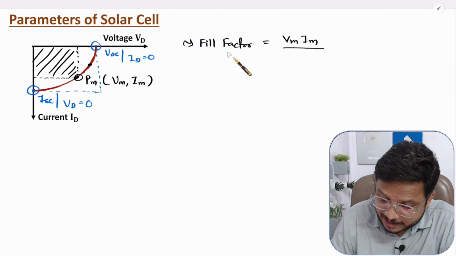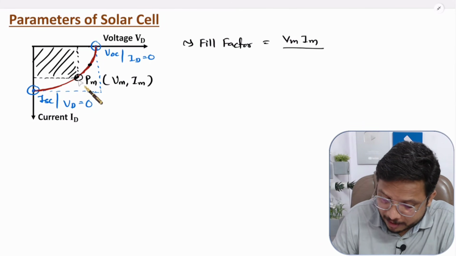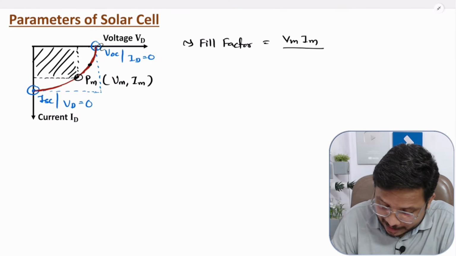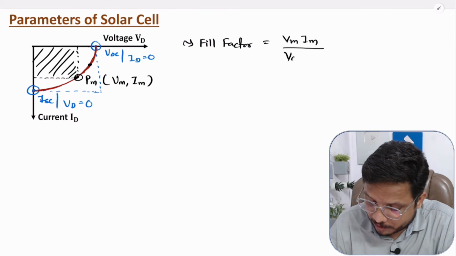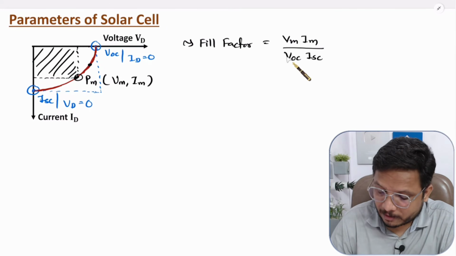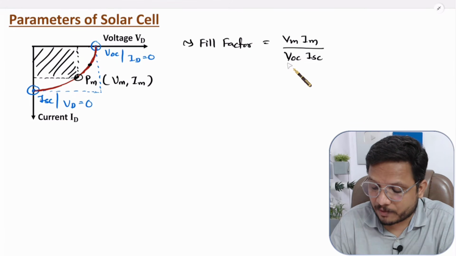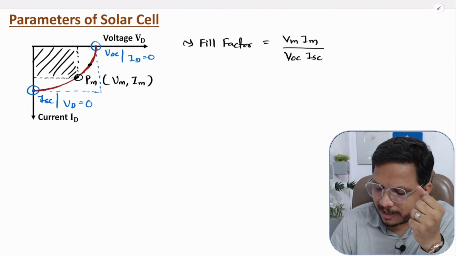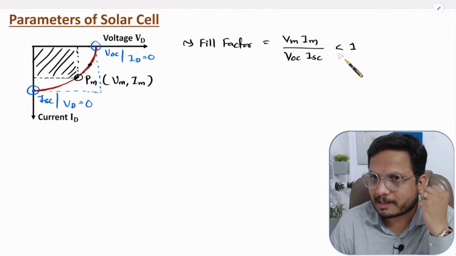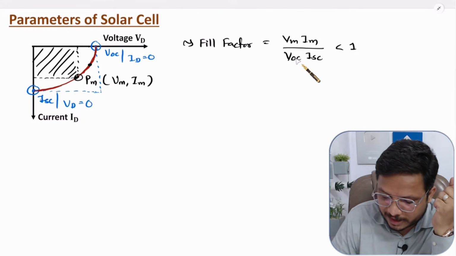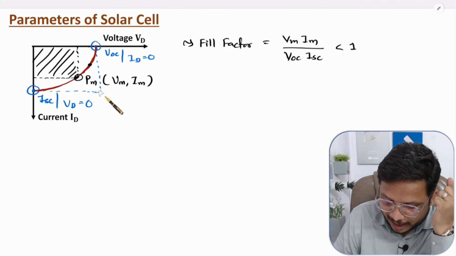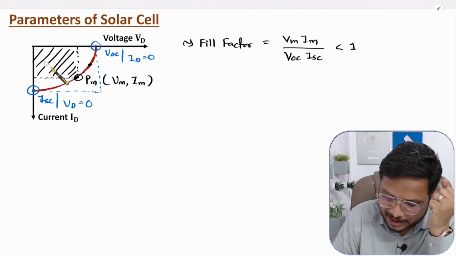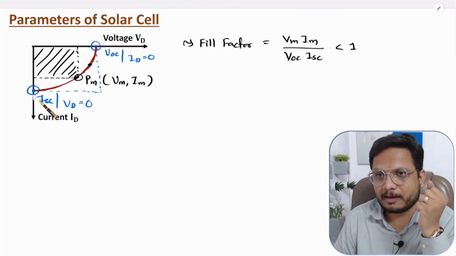So fill factor is the maximum power divided by the total maximum area. The total maximum area is VOC into ISC. So fill factor is VmIm divided by VOC ISC, and from this you can directly say it is always less than 1, right? Why? The reason is obviously that VOC into ISC is quite higher as per area, which you can directly observe. So fill factor explains how much of this total area we fill out, right?